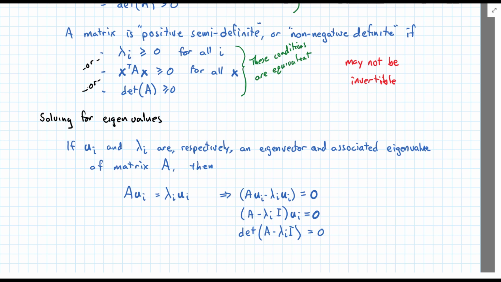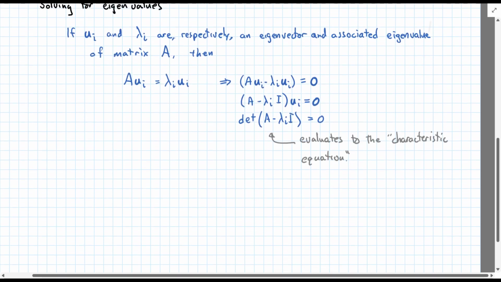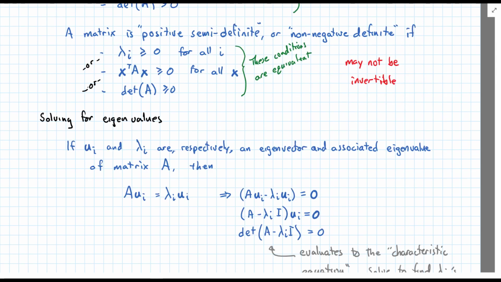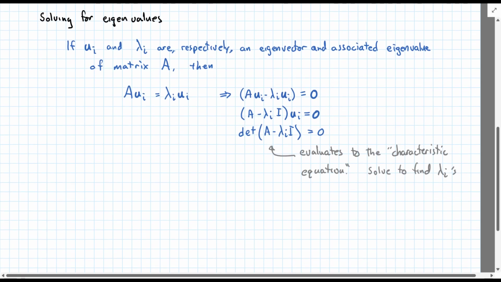As a result, all we have to do, and this is a big ask, is find the determinant of matrix A minus lambda I times I. And that's going to give us a polynomial equation. It's called the characteristic equation. By solving that equation, if we solve it for all the roots, we'll find all of the eigenvalues, the lambda i's.